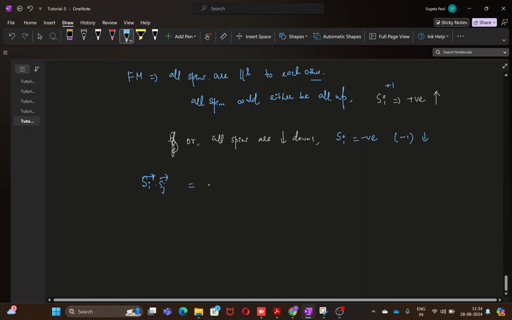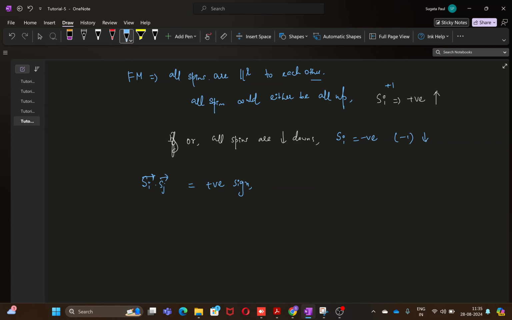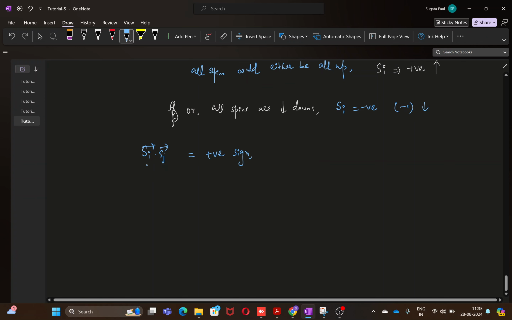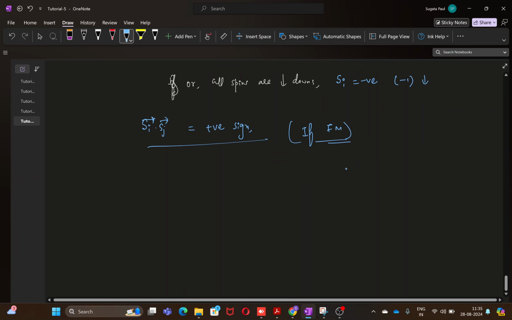That means this dot product will give you a positive sign already, because even if you have both plus 1 and plus 1, you will have a plus 1 as a product, and even if you have both minus 1 and minus 1, minus and minus cancel out in the product and give you a plus sign. So overall, your Si dot Sj product will always be positive if the system is a ferromagnetic system, so that all the spins are parallel to each other.